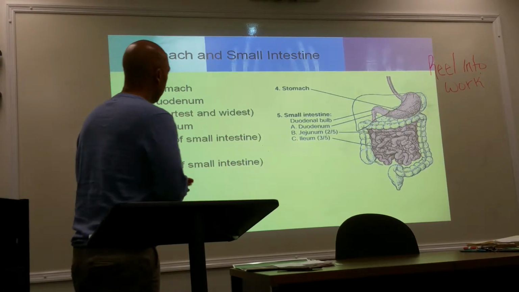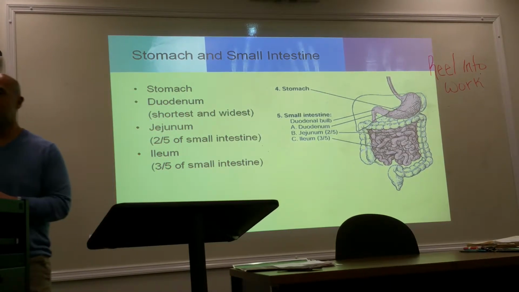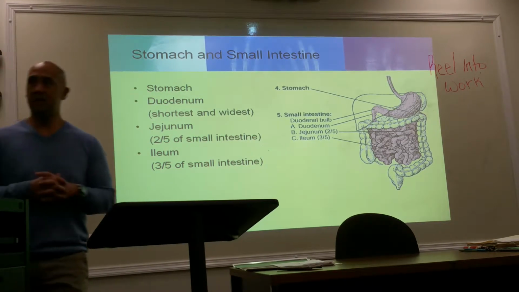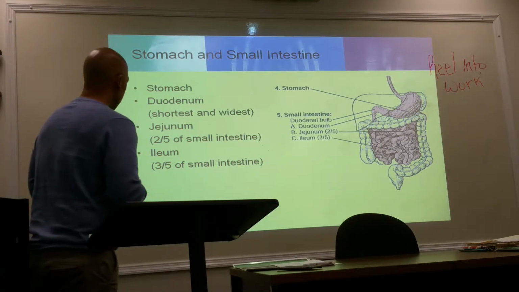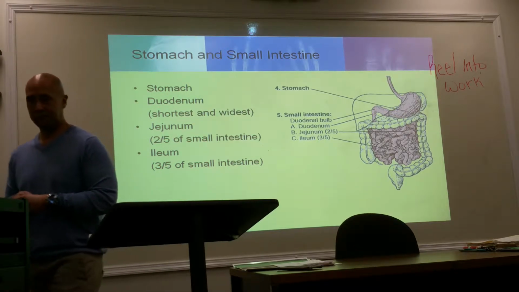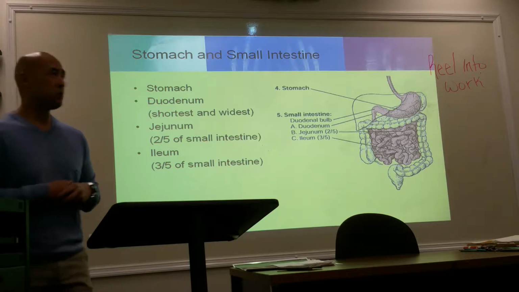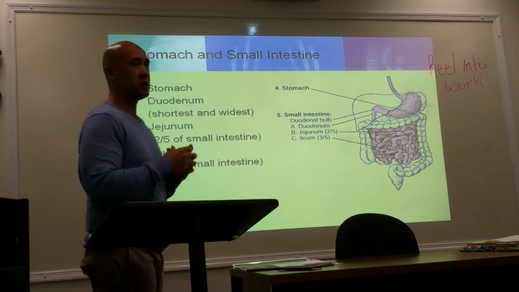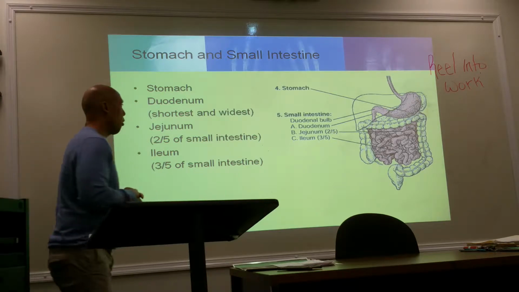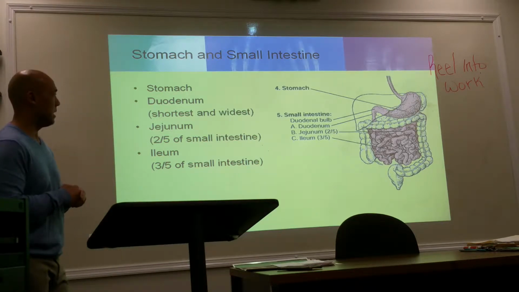In the proximal section of the abdominal cavity, we have the stomach and the small intestines. The small intestines are broken up into 3 different sections. The most proximal is going to be the duodenum. It's going to be the shortest and the widest.